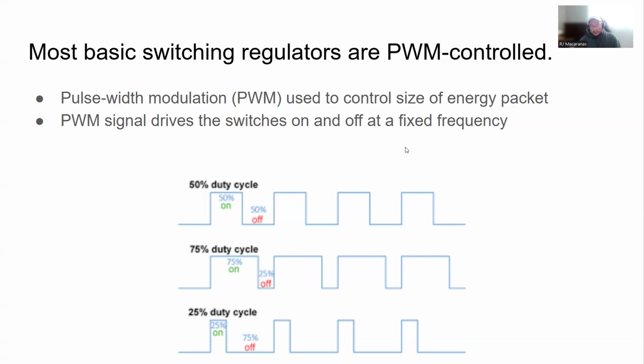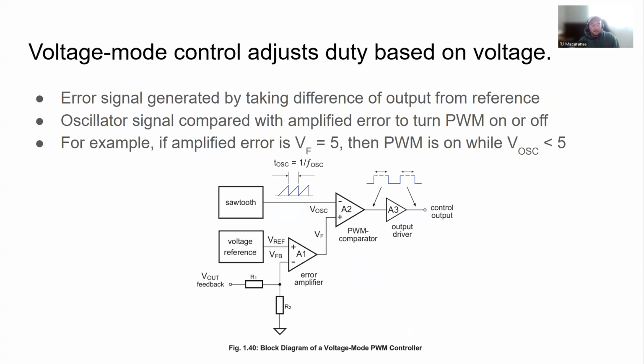And we're usually using this to control the size of these energy packets. So if I'm on longer, obviously I'm sending more energy from the input to the output. It's a very simple concept. But on the concept of regulation, there are two main control methods that are built on top of this pulse width modulation, or I guess they're used to implement pulse width modulation.